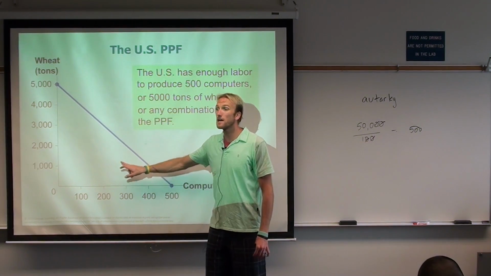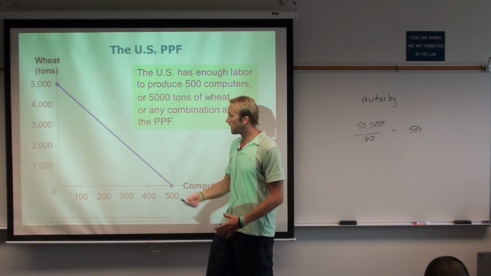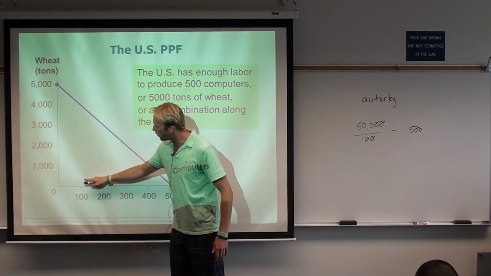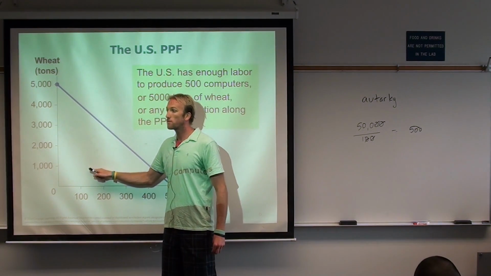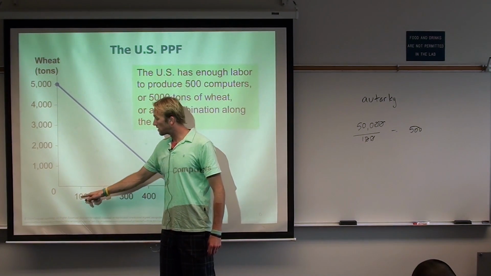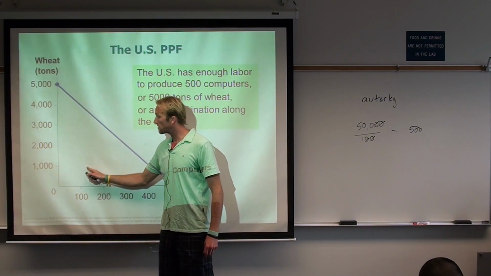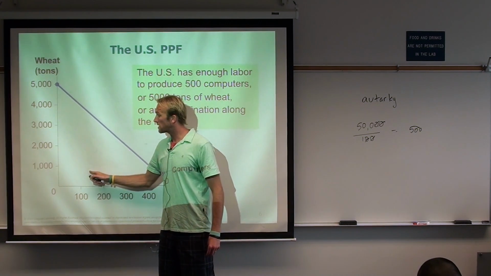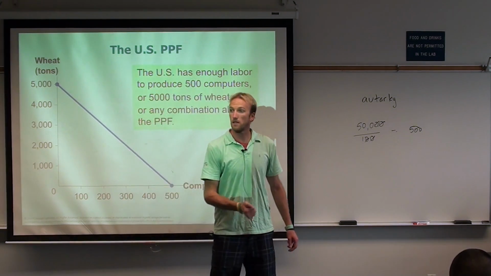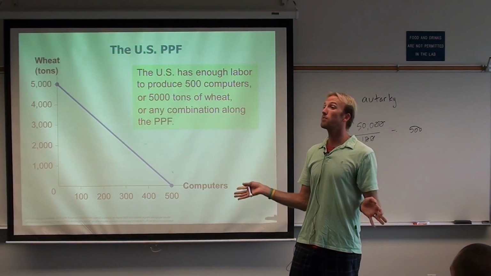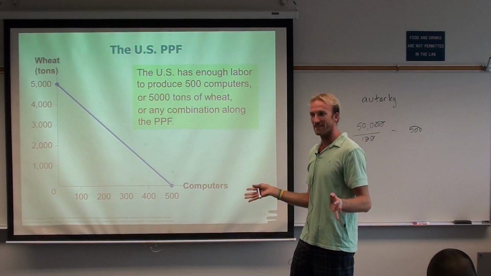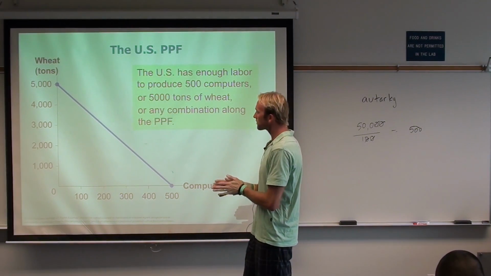Because I'm not using up all of my labor hours, right? If I produce here, I'm making, let's say, 100 computers and 1,000 hours, or excuse me, 1,000 tons of wheat. I'm only using 100 times 100 is 10,000 plus 10,000 is like 20,000 hours or something like that, right? And I have 50,000 total labor hours. So I have a lot of unemployment probably in my country, right? Because I just don't have that many people working. Okay.